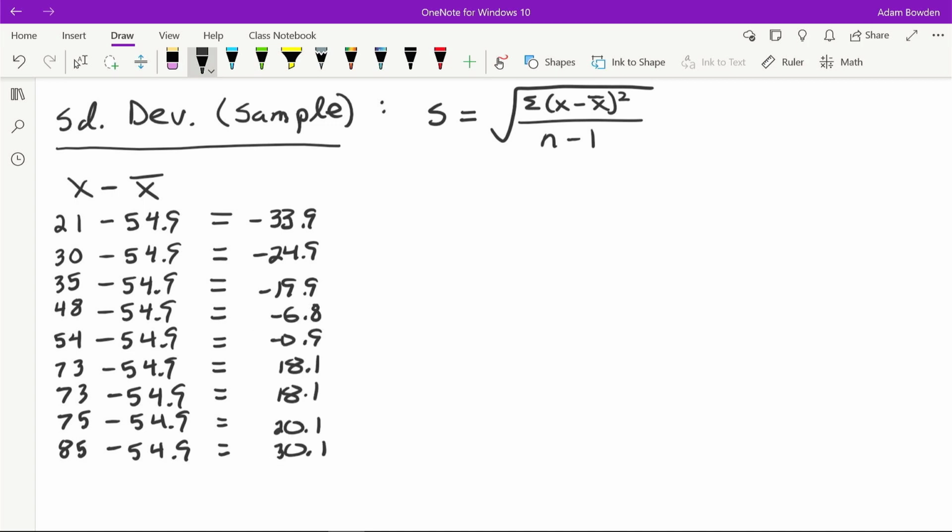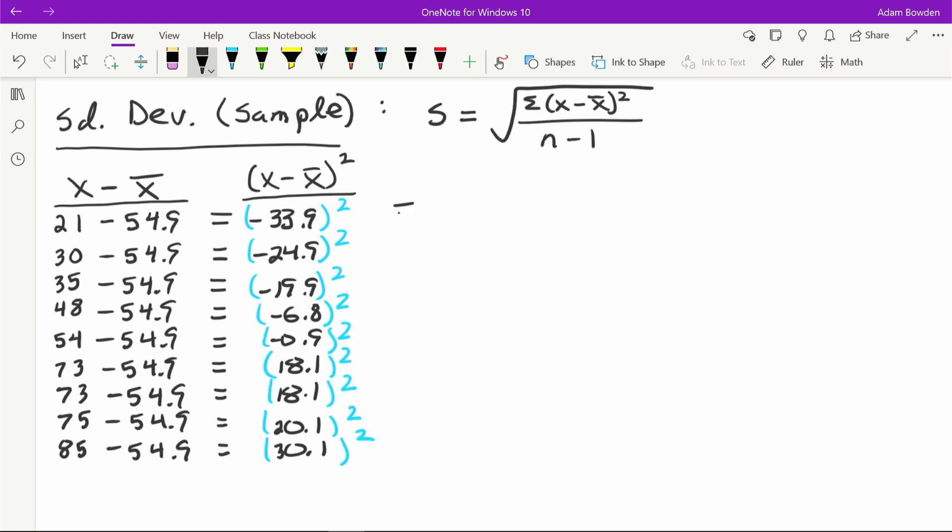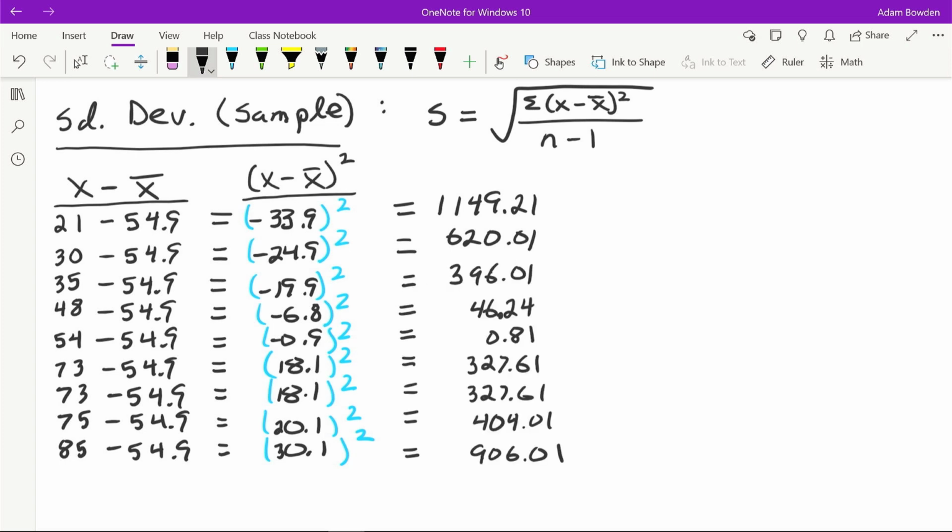Okay, and then the next part of the formula is to take the numbers we got after doing that subtraction and raise it to the second power. So you have to square each of these values. Okay, and here's what I got out from there. I got numbers like 1149.21, 620.01, and so forth. Okay, so that's the next step.